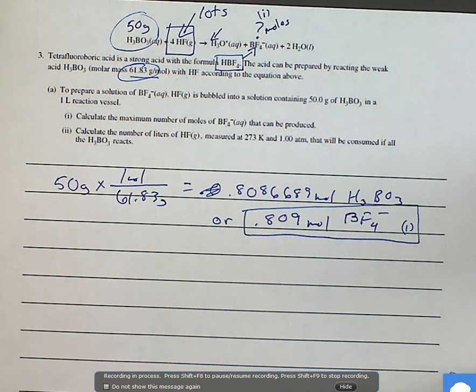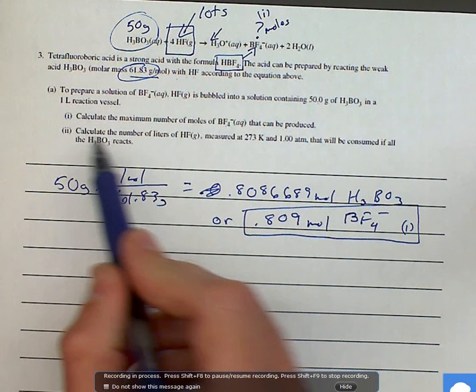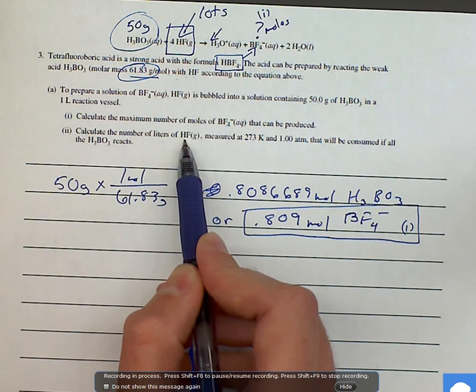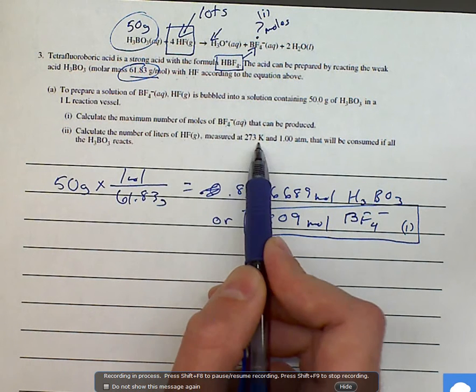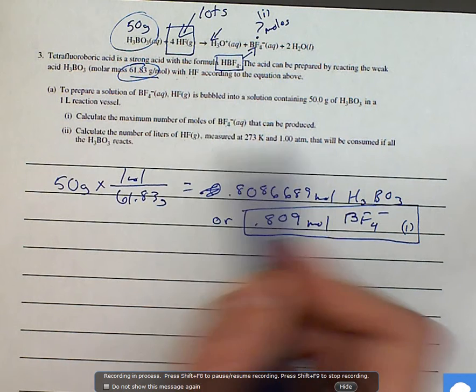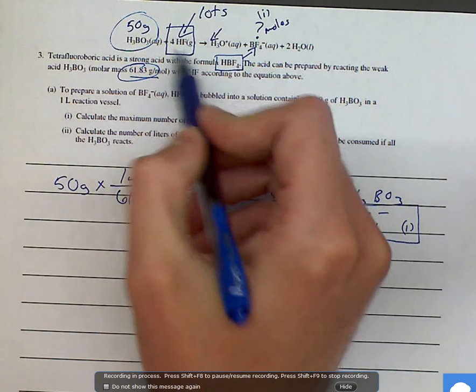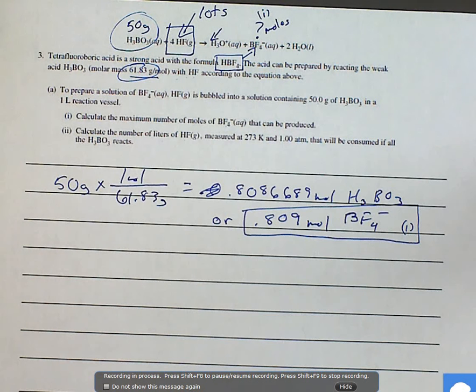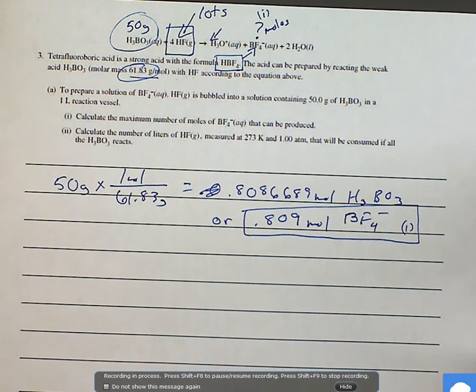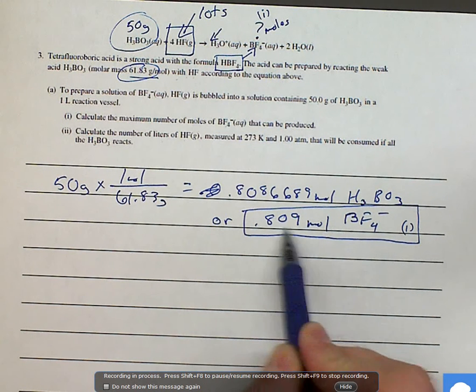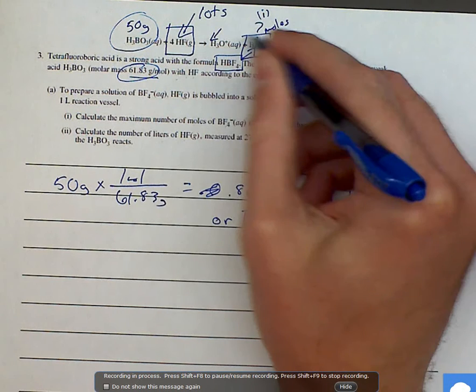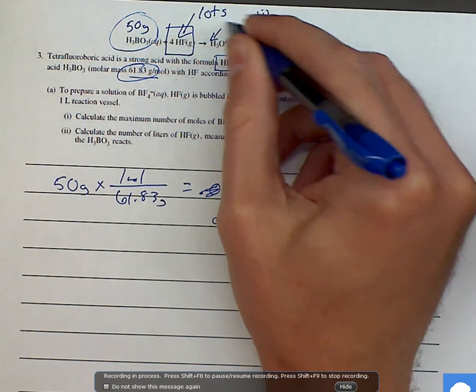All right, the next part is this: calculate the number of liters of HF gas measured at 273.1 atm will be consumed. So they kind of switched it up a little bit here because this gas is being bubbled in there, and they're just curious how much of that is going to be consumed. Well, you can start this a couple different places. I'm going to start here because this is already in moles and go from BF4 ion to HF.